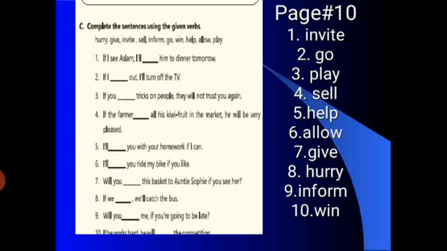Sentence number 9. Will you dash me if you are going to be late? Will you inform me if you are going to be late? The last sentence of this exercise: if he works hard, he will dash the competition. And in this blank, in the main clause, we are going to write win.